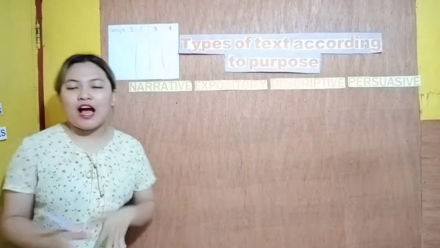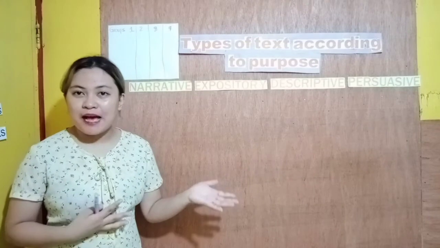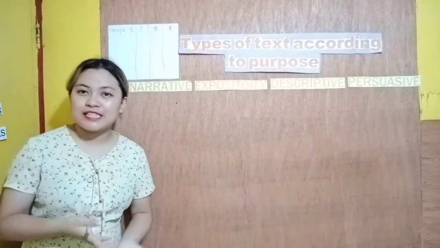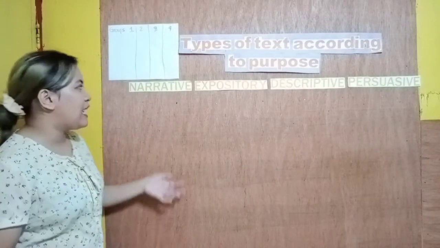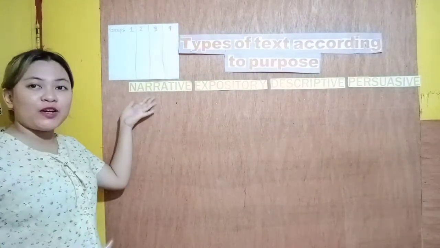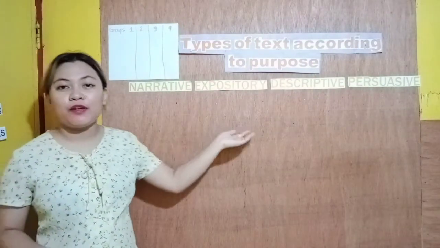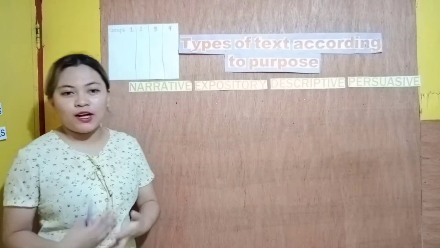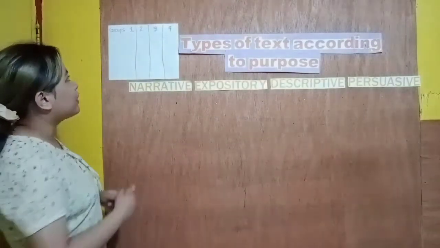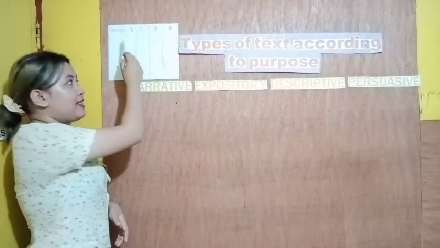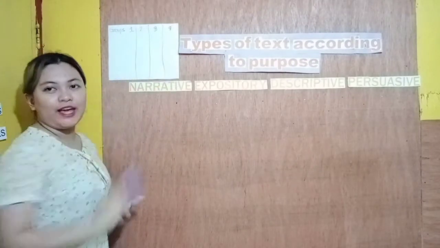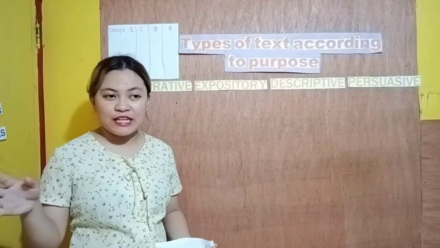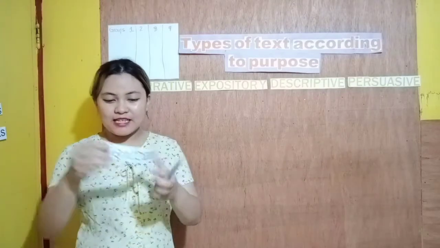As I raise different examples, we will determine if each is an example of narrative, expository, descriptive, or persuasive text. The group who got the correct answer, I will put a corresponding point on this scoreboard. Okay? I will be counting. You're going to raise your cardboards.